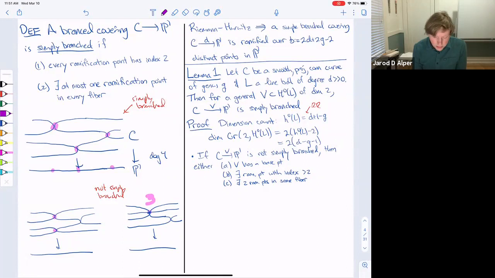I'll just explain quickly why B has smaller dimension. So let's just look at case B. In this case, there's going to be a point with ramification index at least 3. So there exists a section s in V such that s actually vanishes to order 3 at some point.